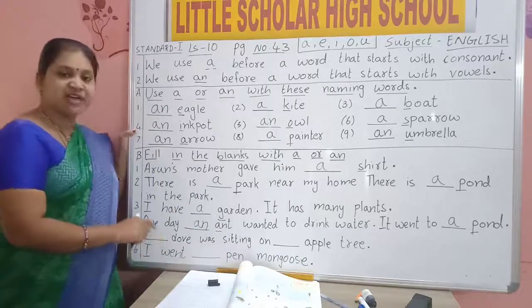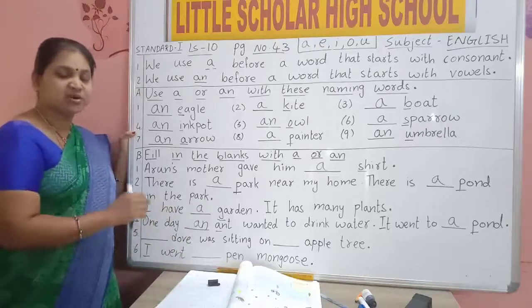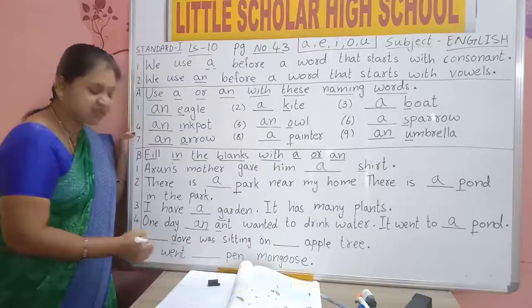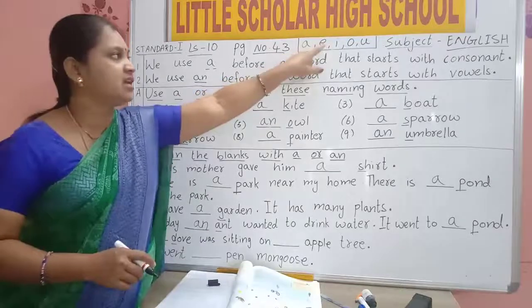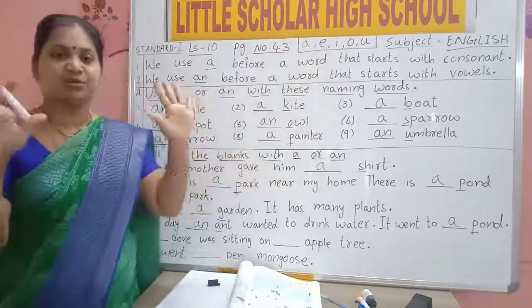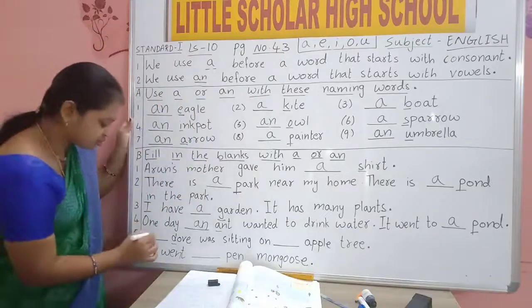Dash dove. After dash, which word do you have? D-O-V-E, dove. What is the first letter? D. Now, see in the vowels, do you have D? A-E-I-O-U. Is D there? No, D is not there. That means it is a consonant.